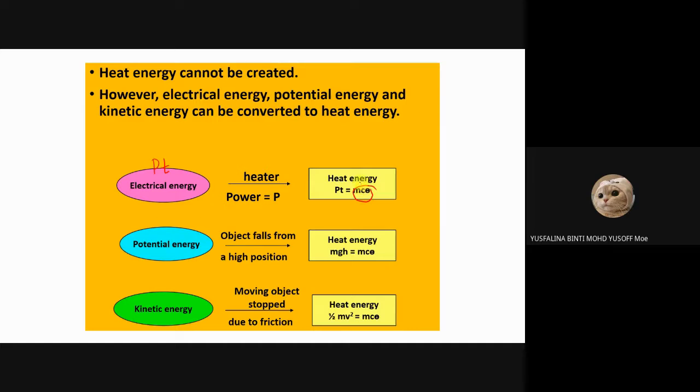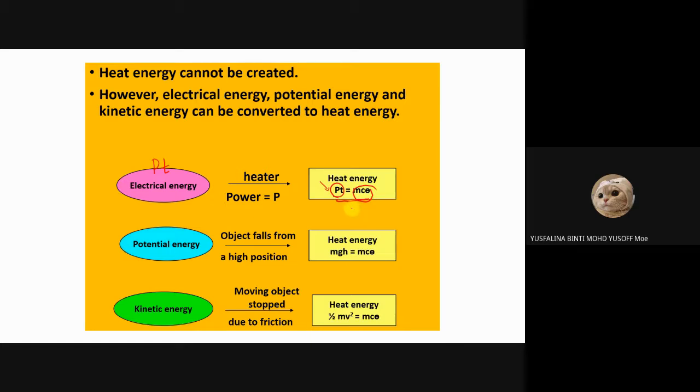So there will be no heat loss to the surrounding, there will be no energy loss to the surrounding. That's why we get PT is equal to mc theta. We assume the electrical energy that we give to the kettle is actually equal to the heat energy that will be produced to heat up the water. So that means there is no heat loss or energy loss to the surrounding. So this is PT equals mc theta.